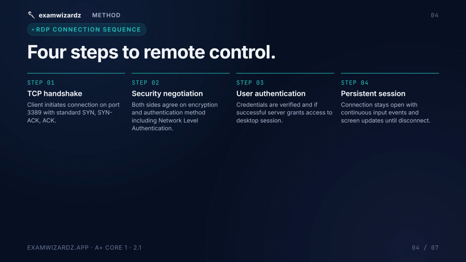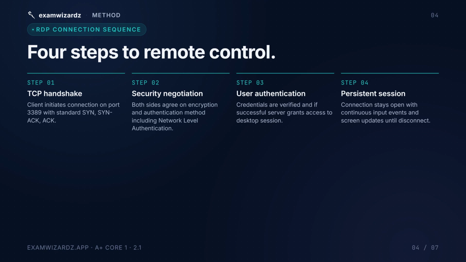And fourth, from that point on, the connection is persistent. The client sends input events, the server sends screen updates, and the session stays open until you disconnect or the connection drops. One thing people often misunderstand: when you're in an RDP session, the applications are running on the remote machine, not on your local machine. Your laptop is just displaying the output and sending your inputs. That means if you disconnect, the session doesn't necessarily end. It can stay running on the server, and you can reconnect later and pick up exactly where you left off.